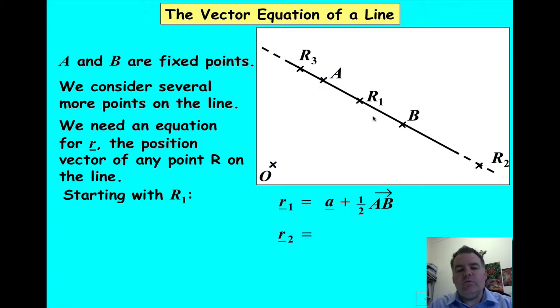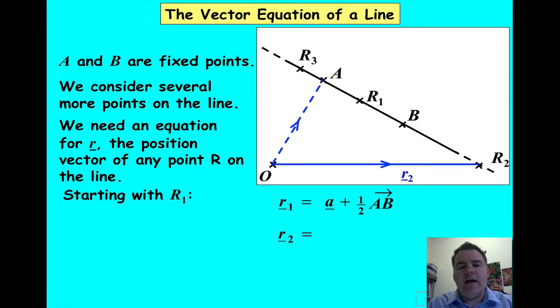Let's look at R2. To get from O to R2, similarly, I can go from O to A and then from A to R2. And A to R2 looks like it's about double the length of A to B. So I'm going to say that that vector there is 2 times the length of A to B.